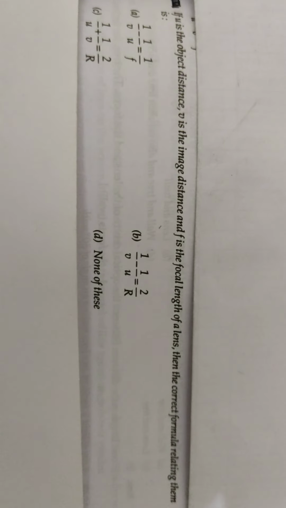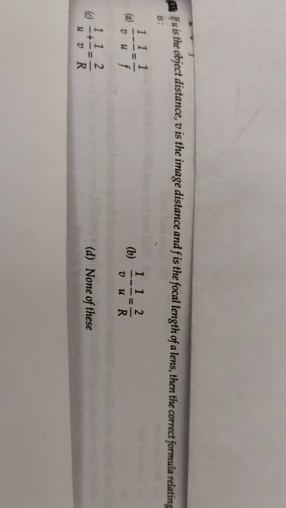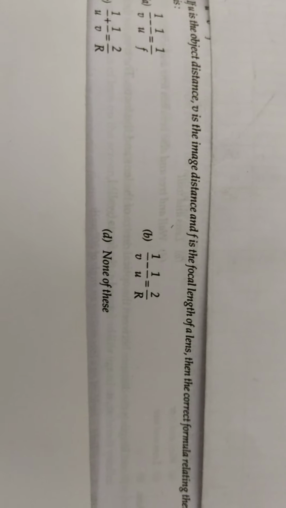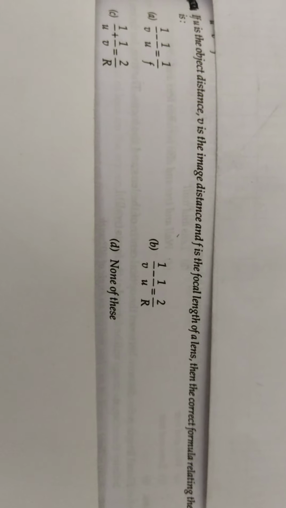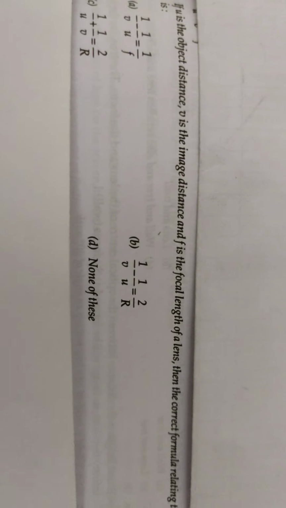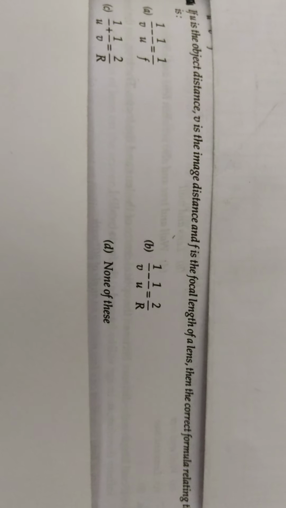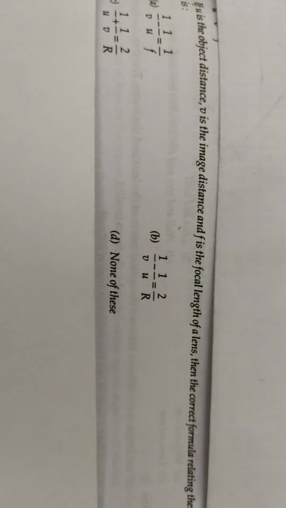Now the next question is, if u is the object distance, v is the image distance, and f is the focal length of a lens, then the correct formula relating them is, we know it is the formula for a lens which relates u, v and f. So it has to be the lens formula, thin lens formula, which is 1 over f is equal to 1 over v minus 1 over u. And out of the 4 options, A is 1 over v minus 1 over u is equal to 1 over f. So A is the correct option.